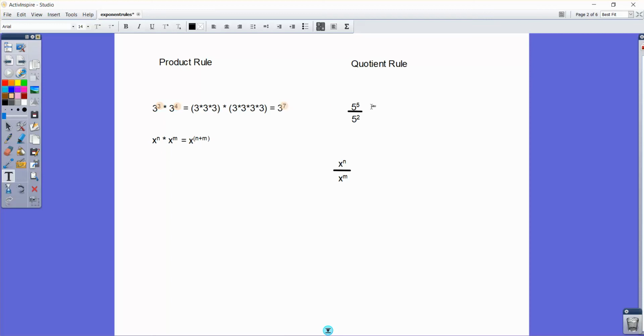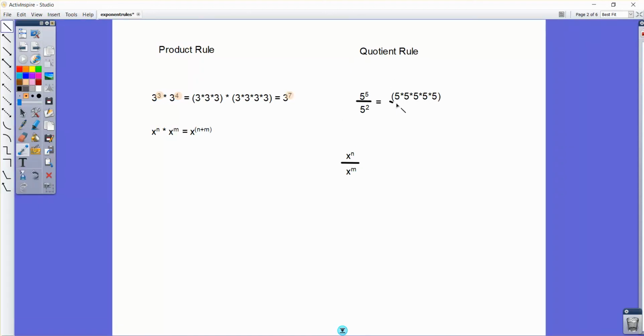The opposite is true if I have a quotient of two power expressions. So if I have 5 to the 5th over 5 to the 2nd, again, we can think of that as how many 5s are up top and how many 5s are on the bottom. And when we divide, our goal is to try to cancel out stuff, right? So we have 5 times 5 times 5 times 5 times 5, 5 5s, and then I'm going to be dividing that by how many 5s? Well, on the bottom, I've got 2 5s, right?